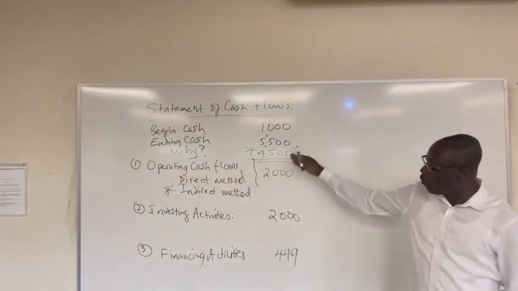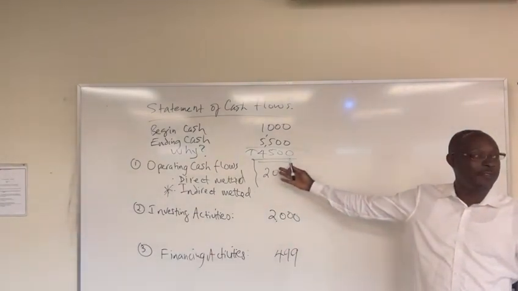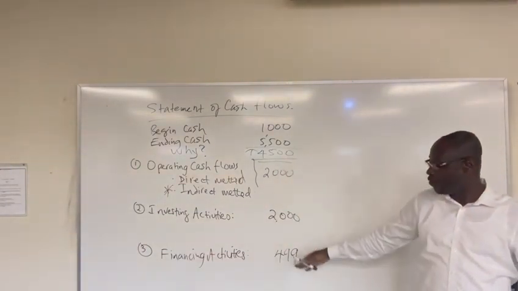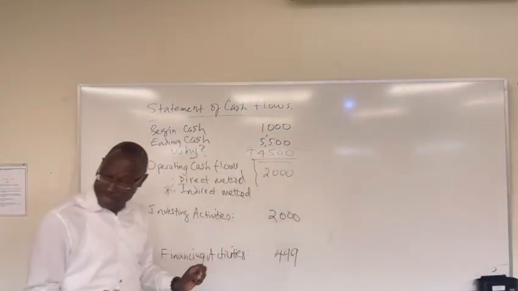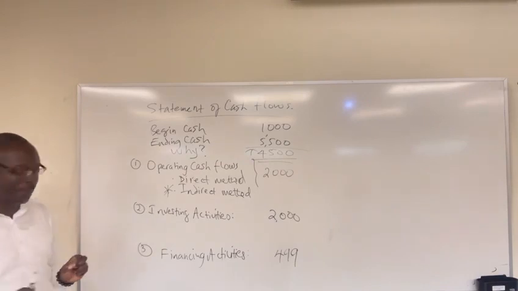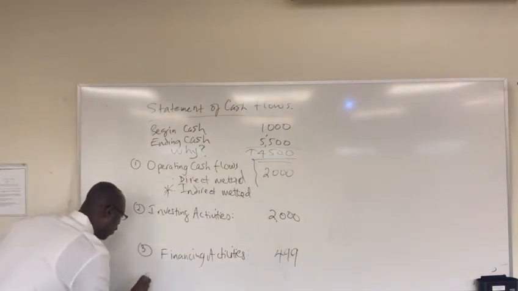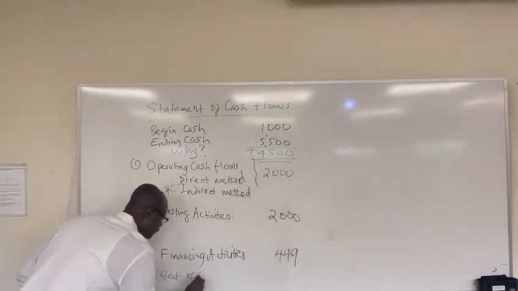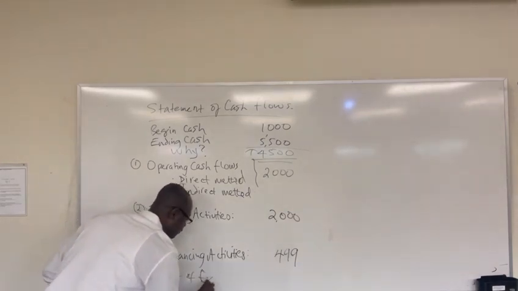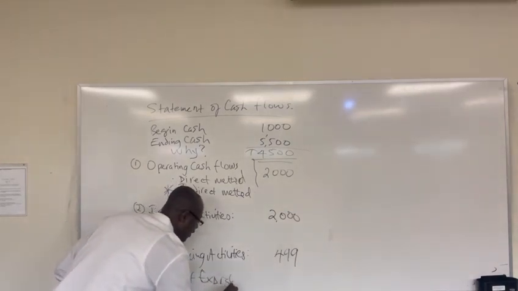Man, you almost explained 4,500. But we have $1. The $1 is very unimportant, but I want to mention it to you. It is what we call the effect of exchange rate on cash.